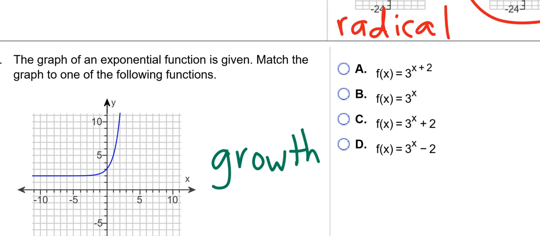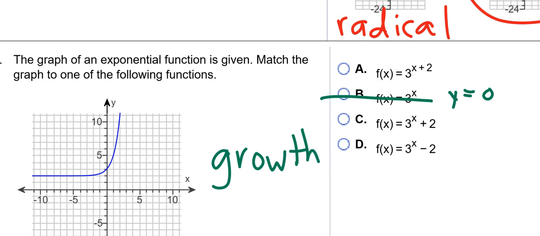Now, I'm going to get rid of choice B. Why choice B? It has not been changed at all. And if this is true, then you would have to get closer and closer and closer to the x-axis. Y equals 0 would have to be the asymptote of that graph, and it does not look like it's getting closer and closer to that line.